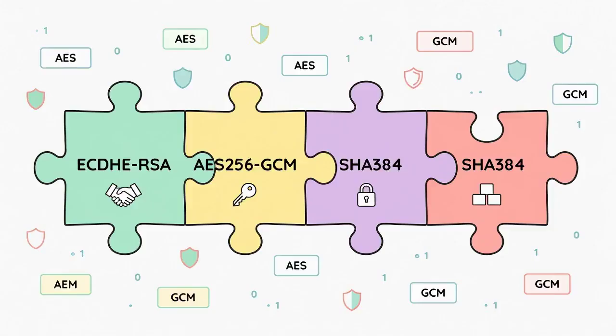TLS 1.2 cipher names pack 4 jobs into one hyphenated string. Take ECDHE-RSA-AES-256-GCM-SHA-384. That tells you the key exchange is ephemeral elliptic curve Diffie-Hellman, the authentication is RSA, the bulk cipher is 256-bit AES in GCM mode, and the MAC is SHA-384.